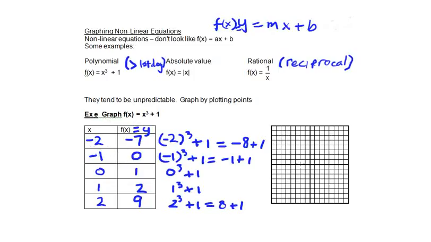So when x is equal to -2, the f of x or y is equal to -7. So I'll put a dot there. When x is equal to -1, the f of x or y is equal to 0. When x is equal to 0, f of x is equal to +1. When x is equal to +1, the y or f of x is equal to +2. And finally, when x is equal to +2, the y or f of x value is equal to 9.